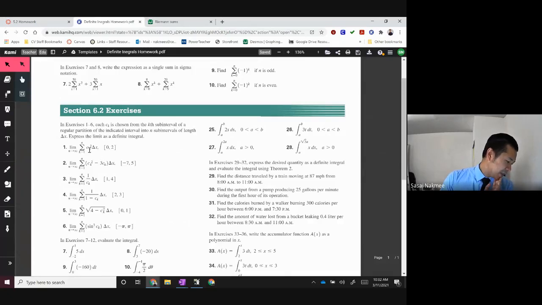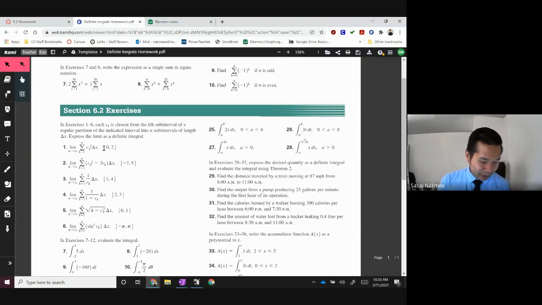Oh, wow, this is actually a little bit easier. You don't even need to find your a and your b. They actually just give you your delta x here. So right off the bat, number 1 right here, the limit as n goes to infinity of the summation from k goes from 1 to n of c sub k squared delta x. And they want you to do it from the values from 0 to 2.